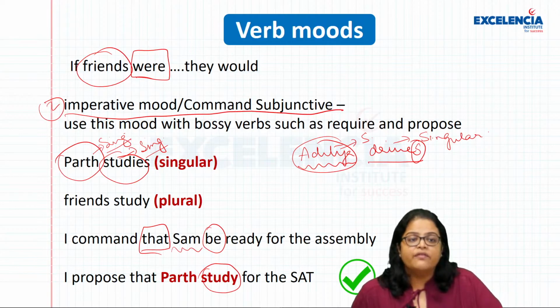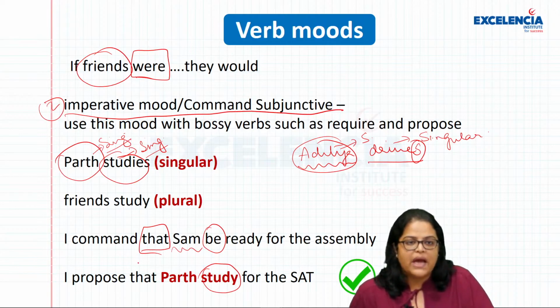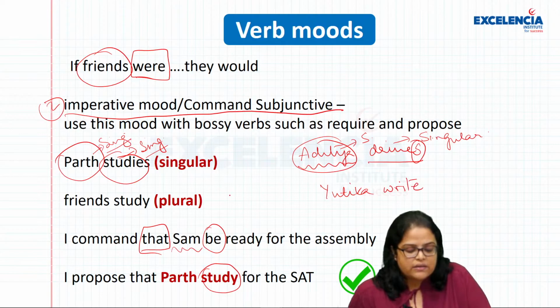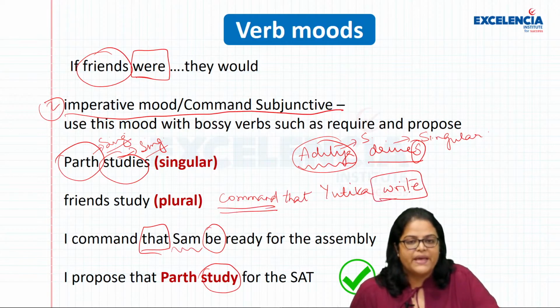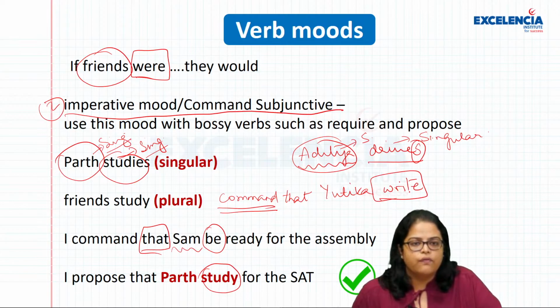But when I'm giving you a command, Yutika, in this case I will say, I command that Yutika write her notes quickly. So I command that Yutika write and not writes. Why? Because whenever I'm using a command, the verb is always in the base form, which is incidentally the plural form. Got it, ma'am. Yeah. So guys, whenever I'm giving a command, don't I say, come, Jeel, come, Madhumita, go, Siddharth, sit? Whenever I'm giving a command, the verb is always in the base form.